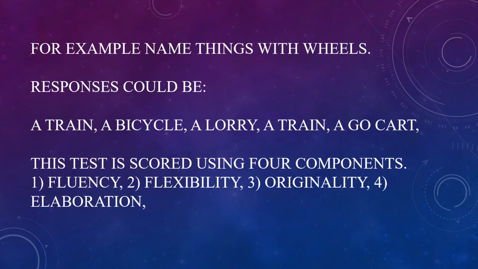So here, how is the scoring done? This test is scored using four components. That is fluency. That is, how fluent are you with your thoughts, your creativity, and how are you putting it across? Is it continuous? Is there fluency in your thought? Flexibility. That is, how flexible are you in putting across your creative thoughts? For example, if you're writing something and you feel that there is something else that can be associated, for example, a train, a bicycle, a lorry, you may want to add in between an auto. So how flexible are you?